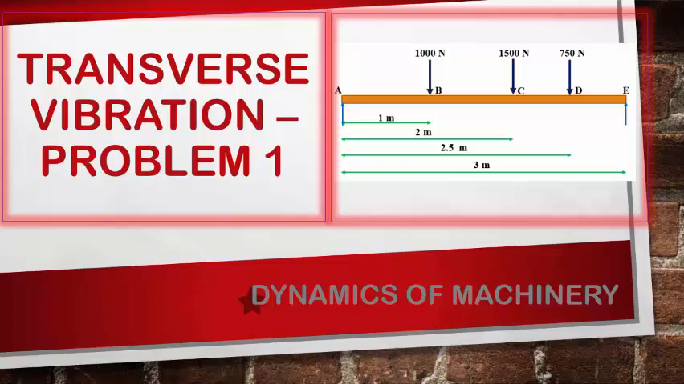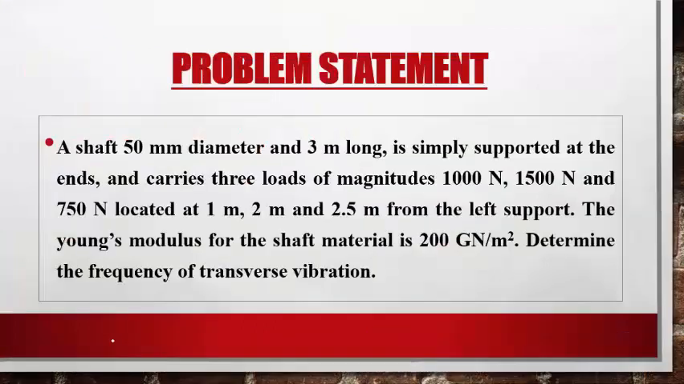Dear students, this is the problem statement. A shaft of 50 mm diameter and 3 meter long is simply supported at the ends and carries three loads of magnitudes 1000 Newton, 1500 Newton and 750 Newton located at 1 meter, 2 meter and 2.5 meter from the left support. The Young's modulus for the shaft material is 200 giganewton per meter square. Determine the frequency of transverse vibration.